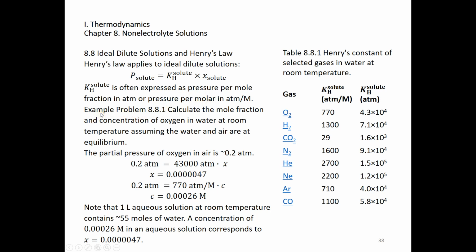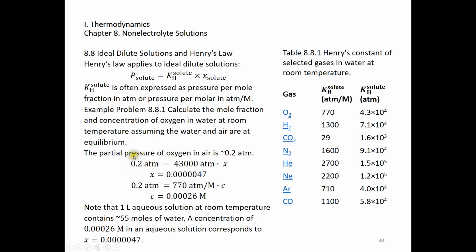Now let's look at one numerical example problem. 8.8.1. Calculate the mole fraction and also the concentration of oxygen in water at room temperature, assuming the water and air are at equilibrium. So really, I'm just saying the oxygen in air and the oxygen dissolved in water are at equilibrium. And then we can compute the mole fraction and concentration of the oxygen gas dissolved in water. First, the partial pressure of oxygen in air is roughly 0.2 atm. So we have this P of the solute is 0.2 atm.